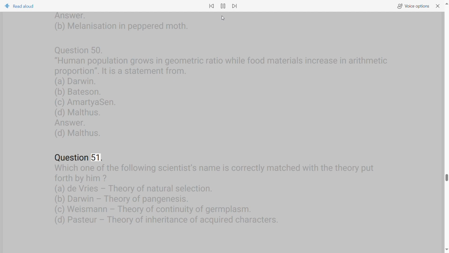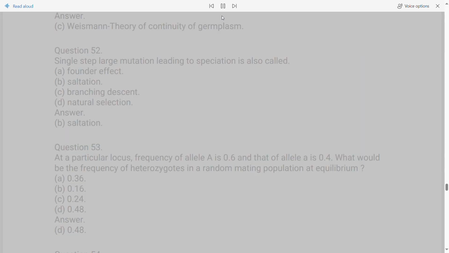Question 51. Which one of the following scientists' name is correctly matched with the theory put forth by him? A. De Vries, theory of natural selection. B. Darwin, theory of pangenesis. C. Weismann, theory of continuity of germplasm. D. Pasteur, theory of inheritance of acquired characters. Answer. C. Weismann, theory of continuity of germplasm.